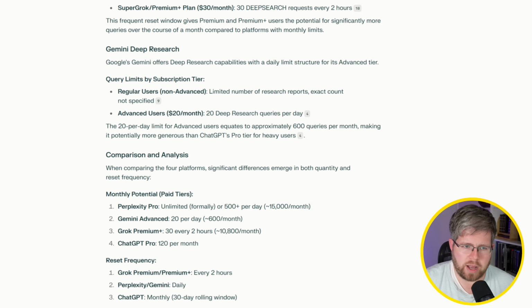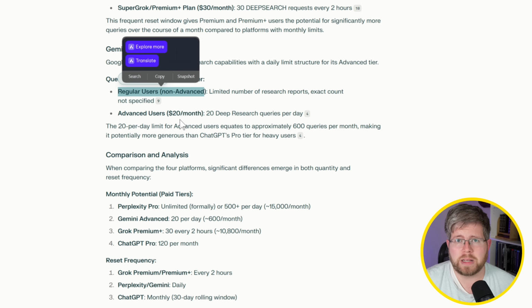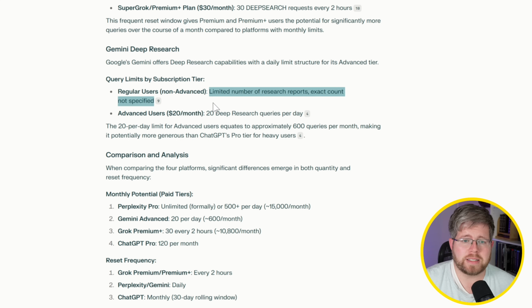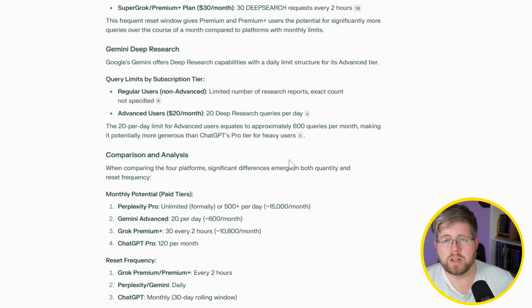And then we get Gemini. For regular users and non-advanced, so this is basically free users, it does not specify what the limit is. I imagine it maybe depends on the question and the output and all of that. But for advanced users, you get approximately 20 deep research queries per day. So not as much as Perplexity and Grok, but a lot more than what ChatGPT offers.